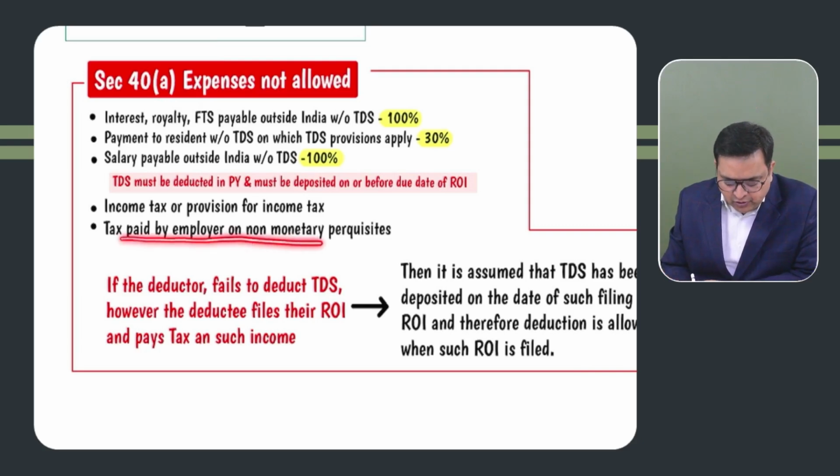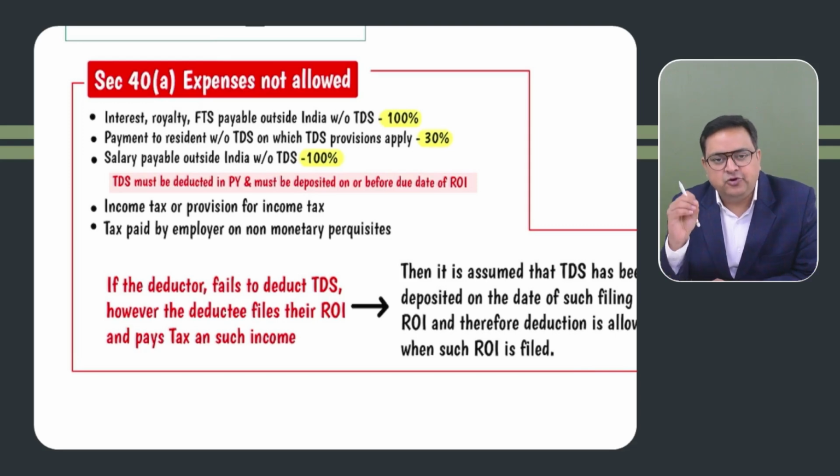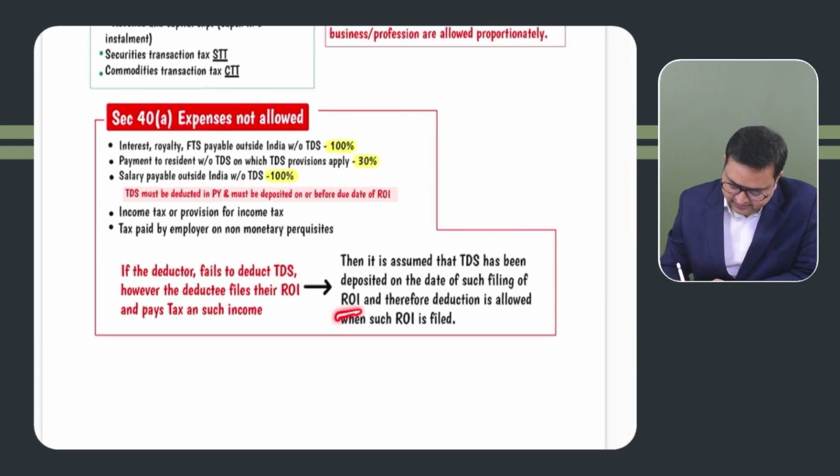Tax paid by employer on non-monetary perquisites, not so important, but it is not allowed. If the employer is paying tax on a non-monetary perquisite on behalf of the employee, that is also not allowed. This is not that important.